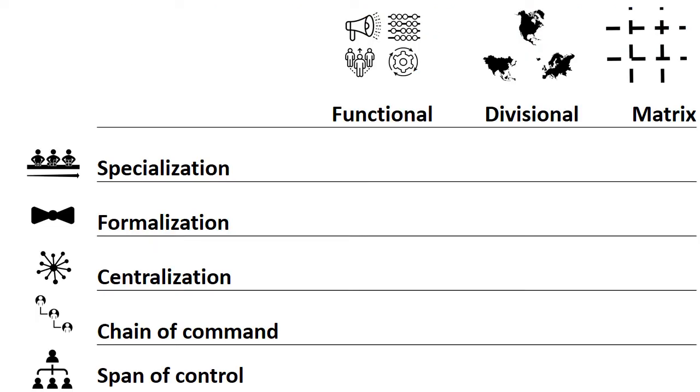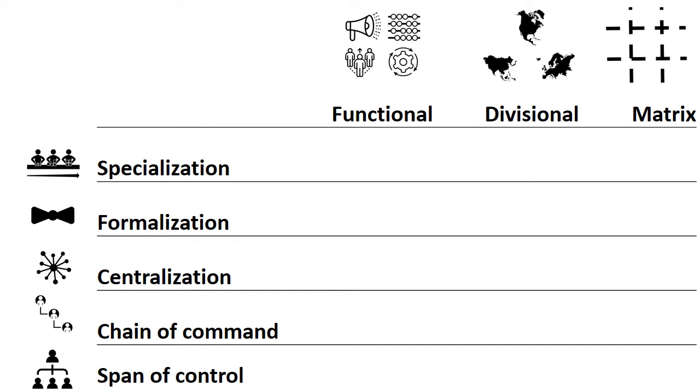So we're gonna go through and talk about these three different types of structures: functional, divisional, and matrix. And I'm going to show you how each of them relates to the five aspects of organizational structure: specialization, formalization, centralization, chain of command, and span of control. And I'm going to do it in such a way so that it seems like paint by numbers, where you could just go, oh, I have high specialization, so that's functional structure.